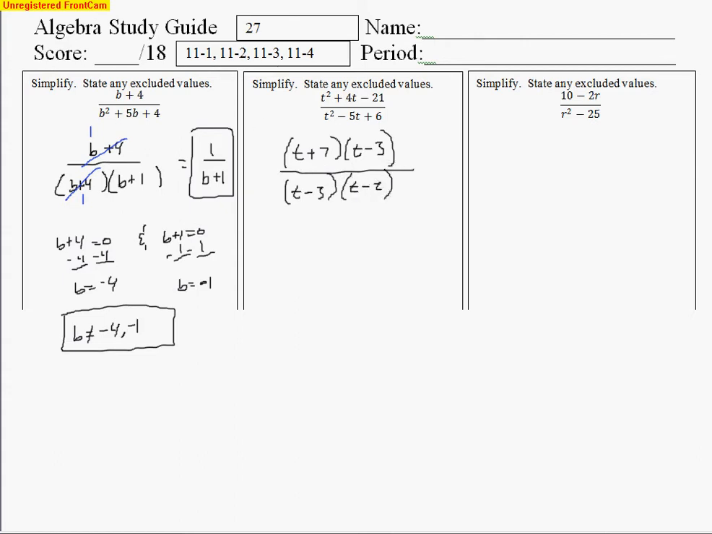So now I can go ahead and take out those common factors of t minus 3. And so what's left over is the t plus 7 on top of the fraction and a t minus 2 on the bottom of the fraction. So that is the simplified form. The excluded values are the values that make it 0 in the denominator. So the two numbers that will not work would be 2 and 3.